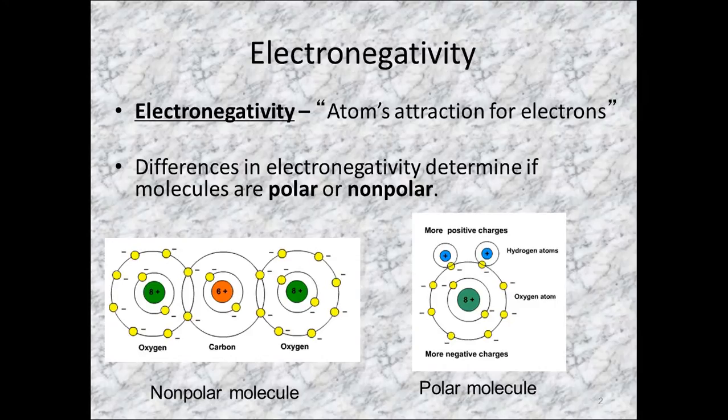If you look at the polar molecule on the right, that's a water molecule, and you will see that the oxygen portion is negative and the hydrogen portion is positive. And that's because oxygen has a higher electronegativity. It pulls the hydrogen atom's electrons closer to it, and so it gets to, in a sense, use them more often. So there's actually more electrons on that end of the molecule, and that's what makes water polar.